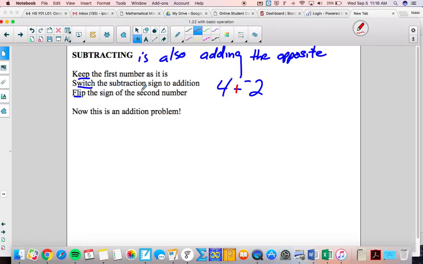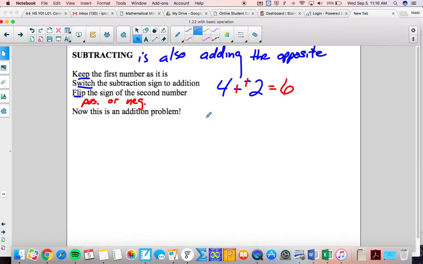Flip the sign of the second number. Sign means positive or negative. And the second number is a negative 2. So I'm going to switch it to the opposite, or flip it. It's now going to become a positive 2. For those of you who have heard the phrase chop chop, we make the 2 marks in between the numbers, and those are your 2 marks. So if I reread this problem, it's actually just 4 plus 2. That's 6. That's an easy problem once we switch subtracting to adding the opposite.